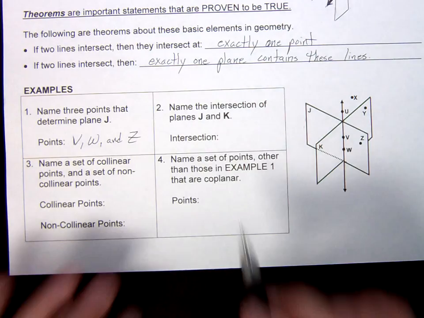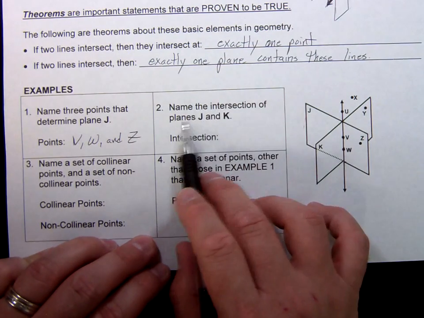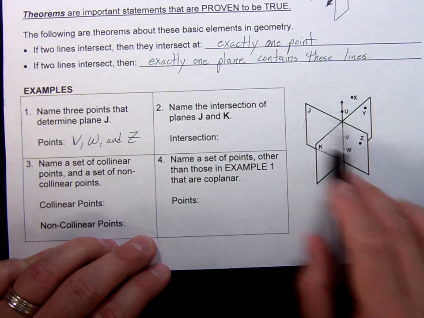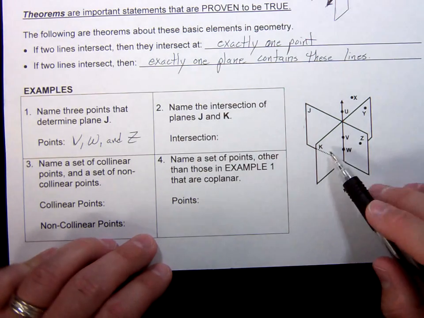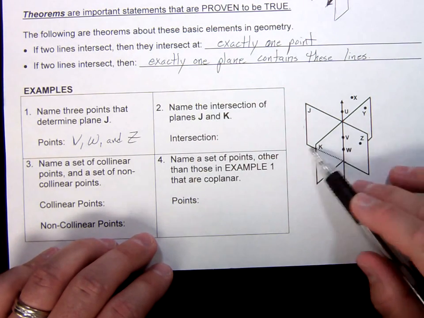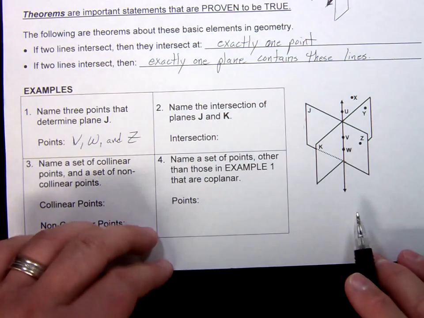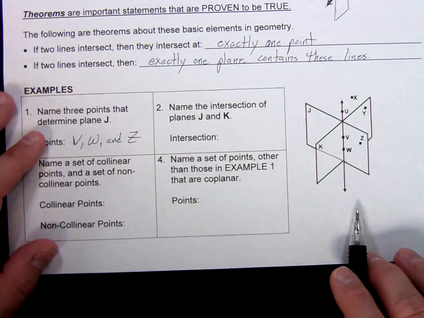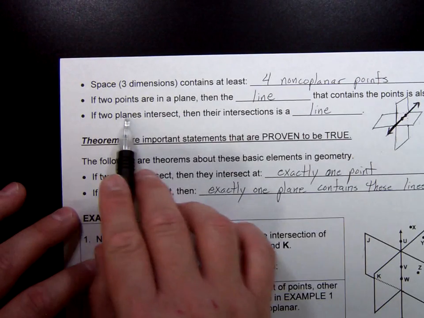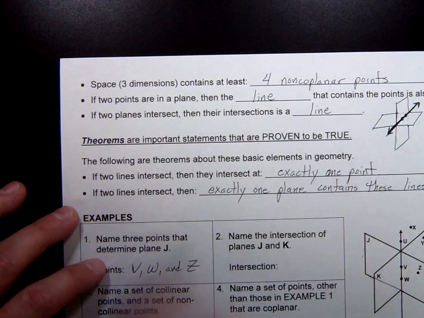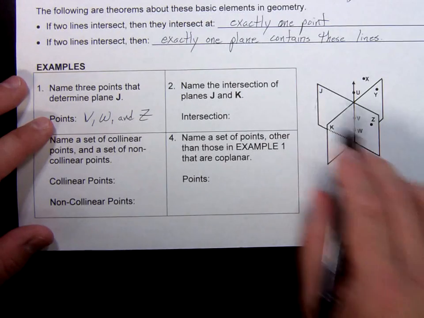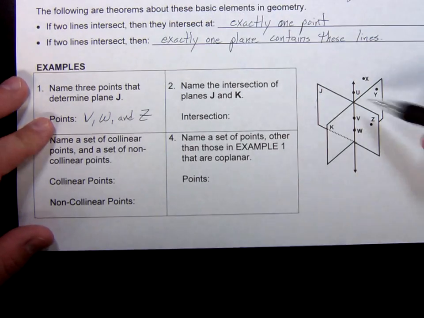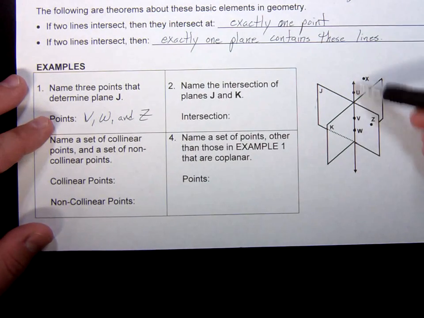Okay, next we want to name the intersection of planes J and K. So here's plane J, and see the K here, this is plane K. Where are those 2 planes intersecting? Now remember that 2 planes always intersect at a line. So this plane and this plane are intersecting at this line. So we want to name this line.